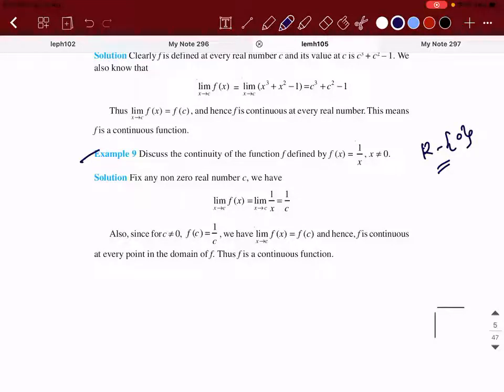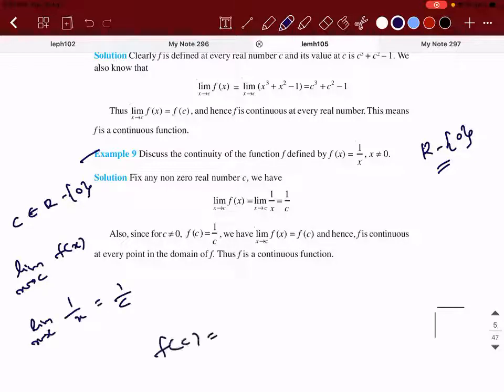So you will say let C be any real number which belongs to the real number set except 0, such that what happens for this limit x tends to C f of x. How much is that, sir? Limit x tends to C 1 by x is equal to 1 by C. What is f of C? 1 by C. It is continuous.